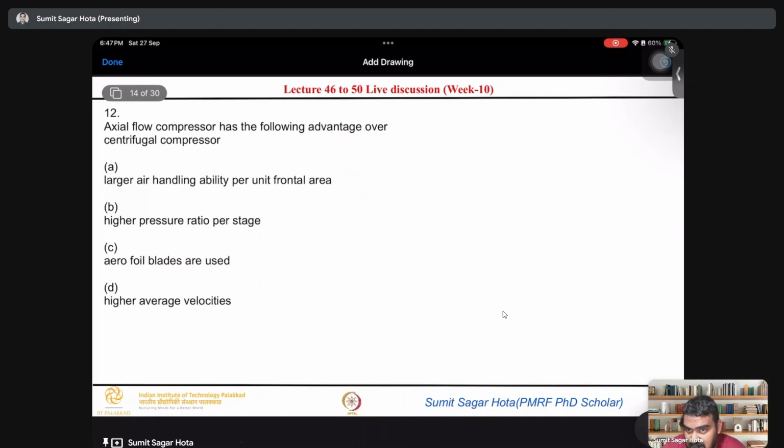Axial flow compressor has the following advantage over centrifugal compressor. Okay, what are those advantages? So the axial flow compressor has larger air handling ability per unit frontal area. So this is the advantage of an axial flow compressor over the centrifugal compressor.